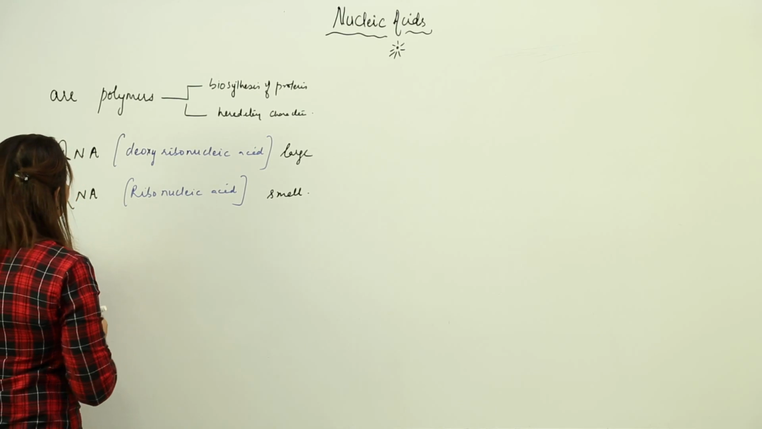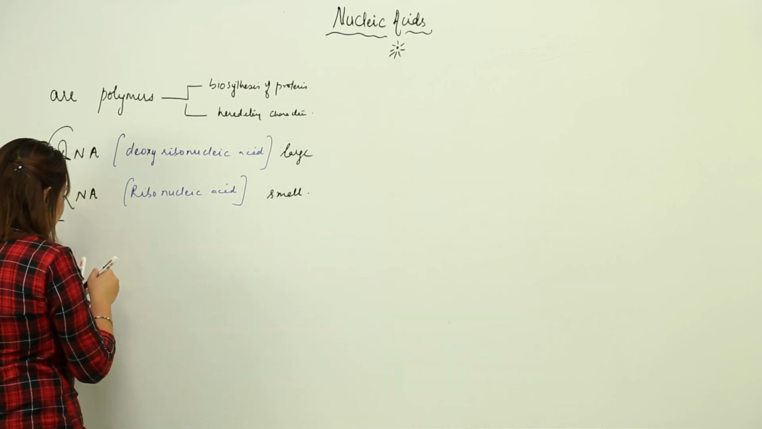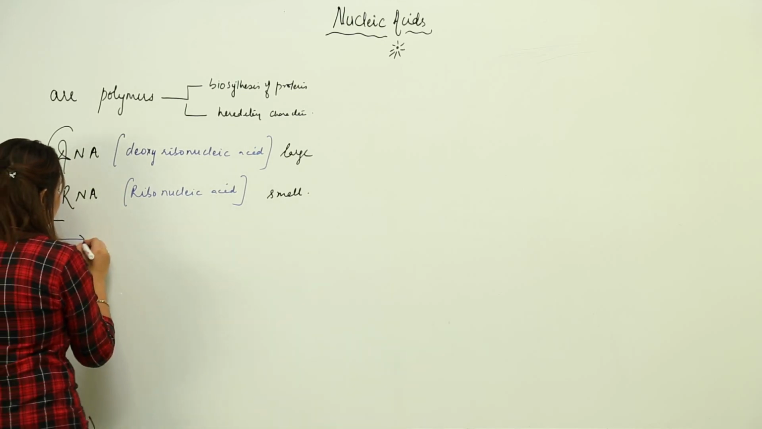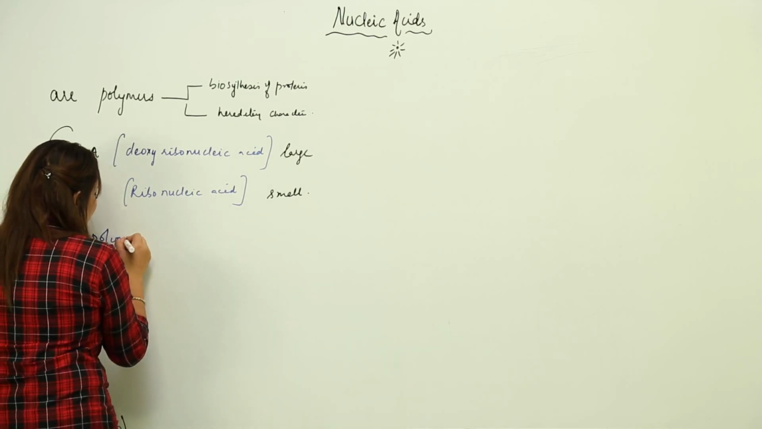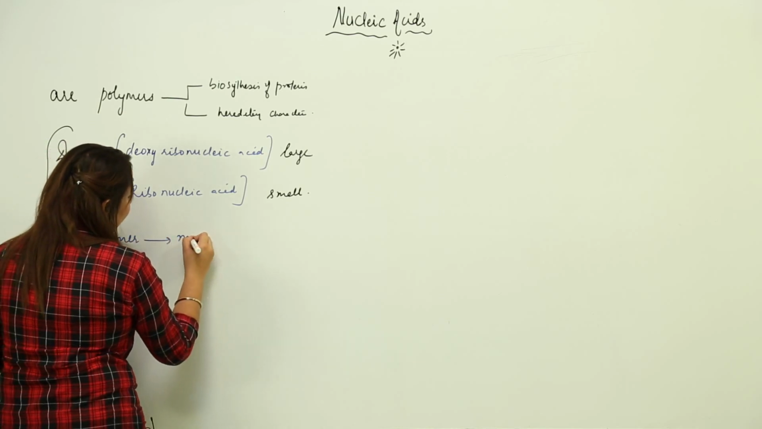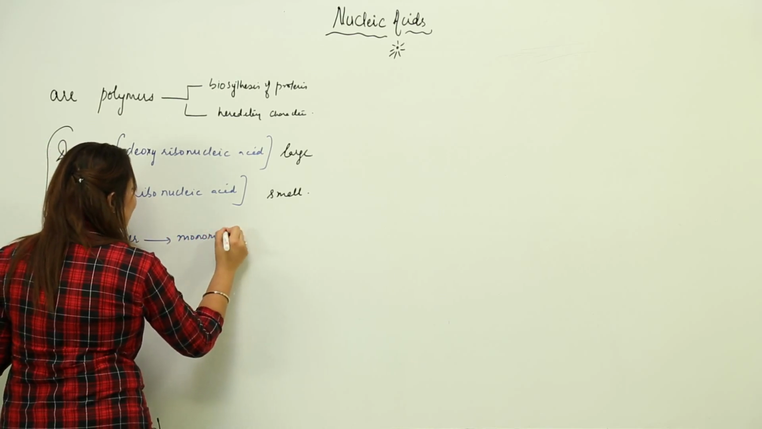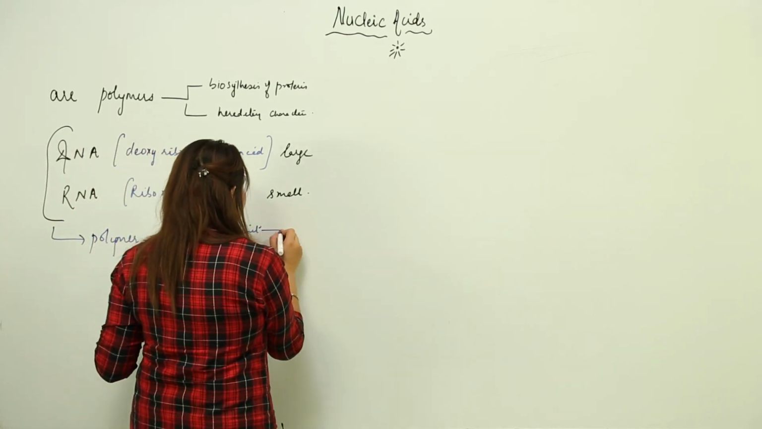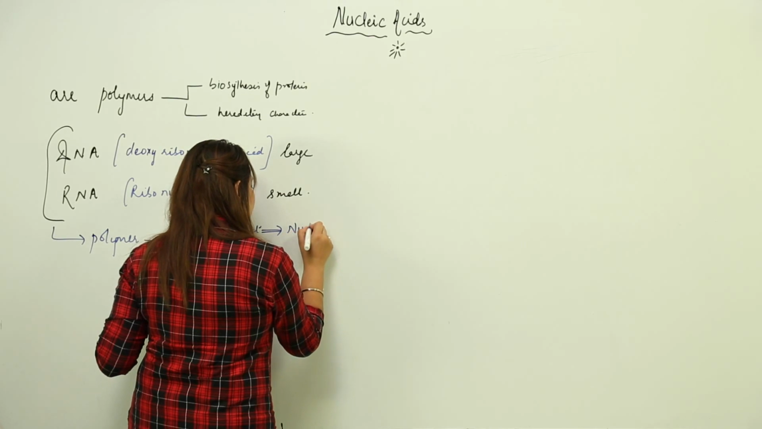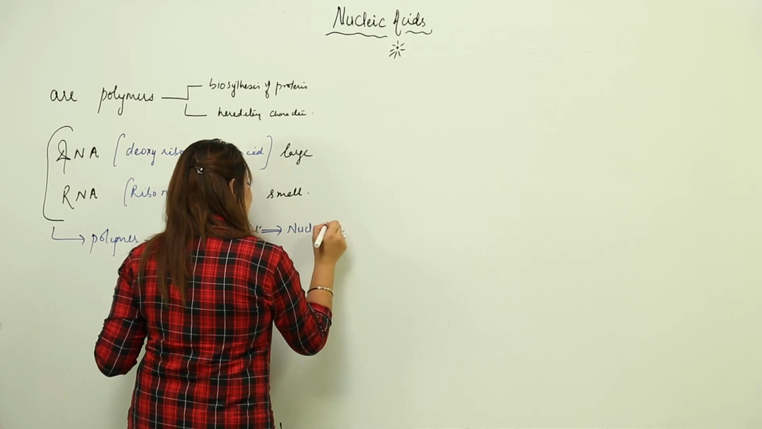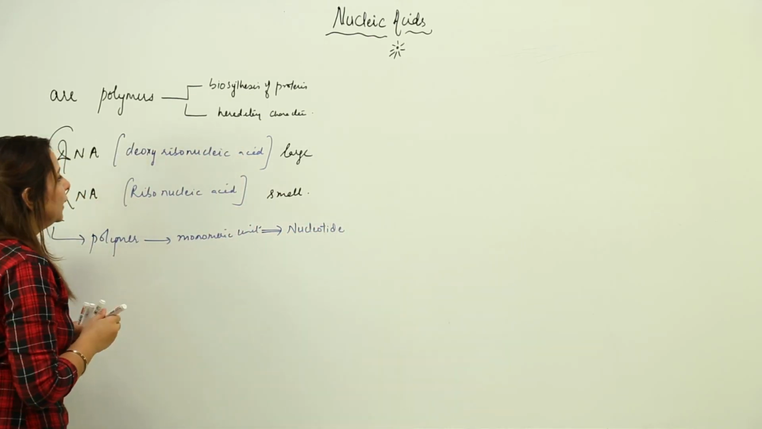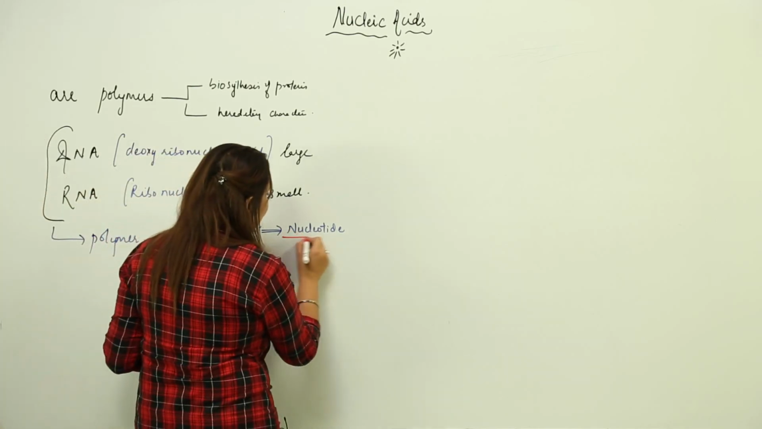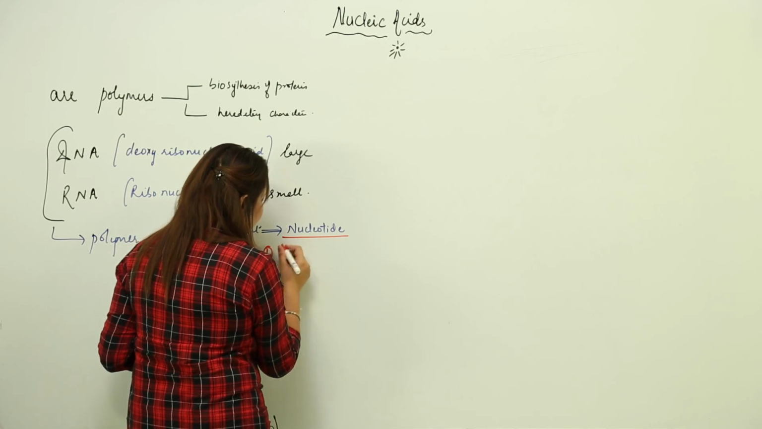Both of them are polymers, and they are made up of small monomeric units. As you know, a polymer is made up of monomers, and that small unit is called a nucleotide. Now we will see what a nucleotide actually is. Nucleotide consists of three things.